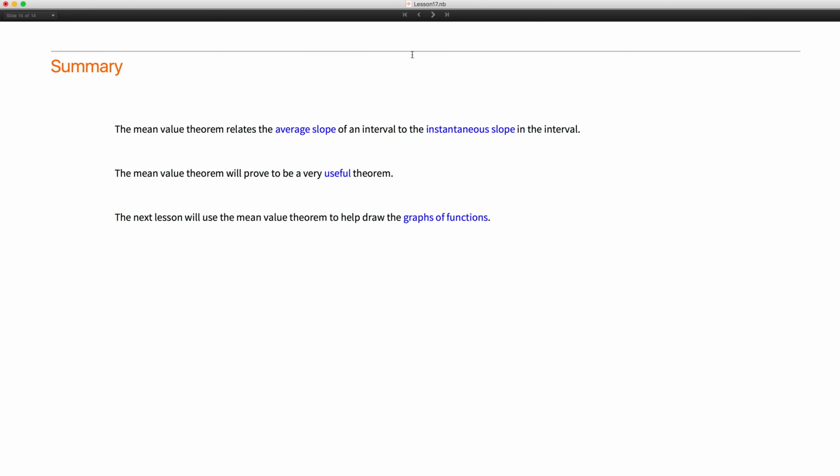Okay, let's summarize the lesson for today. We saw that the mean value theorem relates the average slope of an interval with the instantaneous slope in the interval. So basically it says that you have a point at which the average slope is the same as the instantaneous slope. And of course, this is a very useful theorem. We saw some applications, but in the next lesson, we'll see even more, where we'll talk about the graphs of functions. That's a very interesting geometrical problem which gets solved nicely with the use of the mean value theorem and other properties of derivatives.